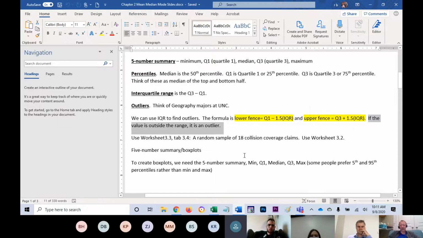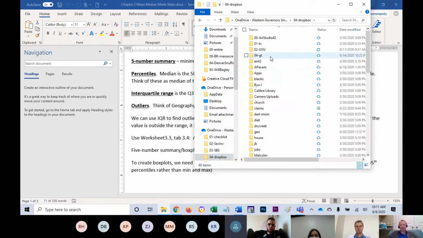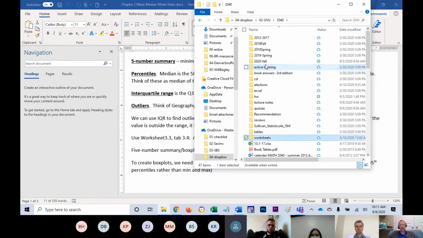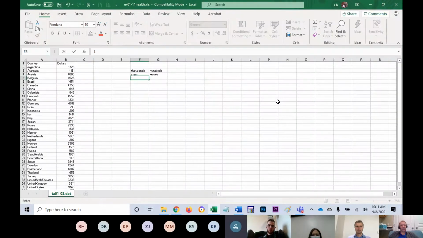So I don't think we did this spreadsheet here. Let me pull up this spreadsheet. So let's go over this. We're going to actually create a box and whisker plot. Oh, maybe we could do it with that too.